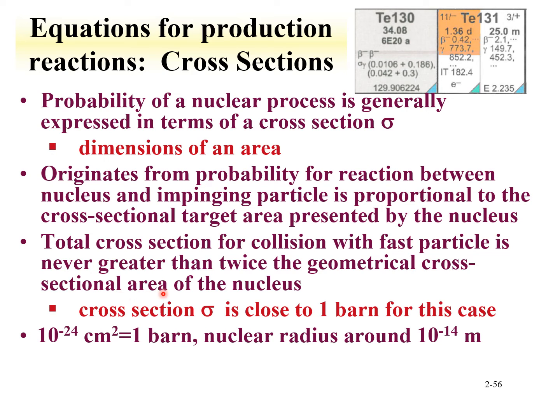Basically, a general trend would be that the reaction cross-section is going to be fundamentally proportional to the area that the particle can see from the nucleus. And this is really true. If you have fast particles, the cross-section is never greater than twice the geometric cross-section of the nucleus. Cross-sections for fast particles tend to be close to a barn. It also depends upon the exact reaction that you're looking at.